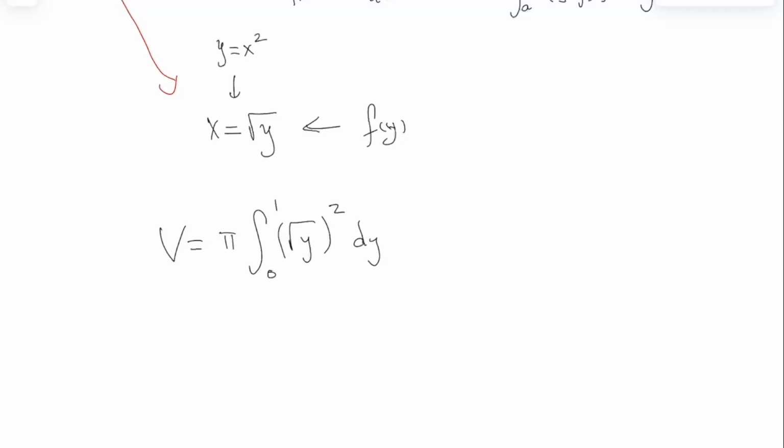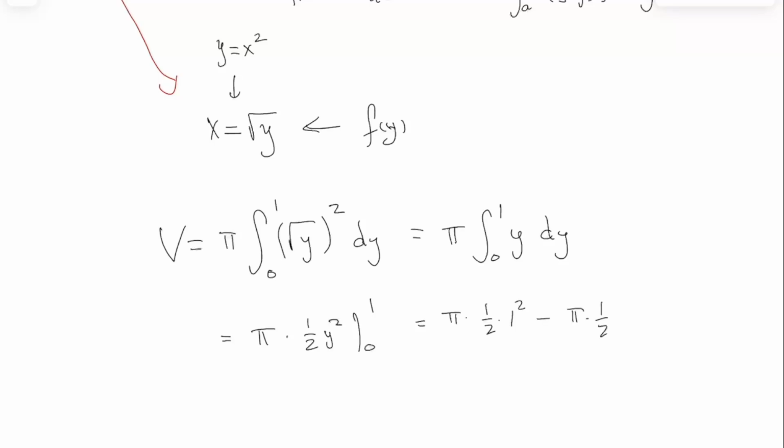This is an easy integral to work out. Conveniently, the square root cancels with the squaring, so this ends up just being y dy. Then we do the integral. The antiderivative of y is 1/2 y squared. So pi times 1/2 y squared, evaluated at 0 and 1. Plug in the 1: pi times 1/2 times 1 squared, minus plug in the 0: pi times 1/2 times 0 squared. That's all 0, and 1 squared is 1, so my final answer is just pi over 2. I hope that's what you got.